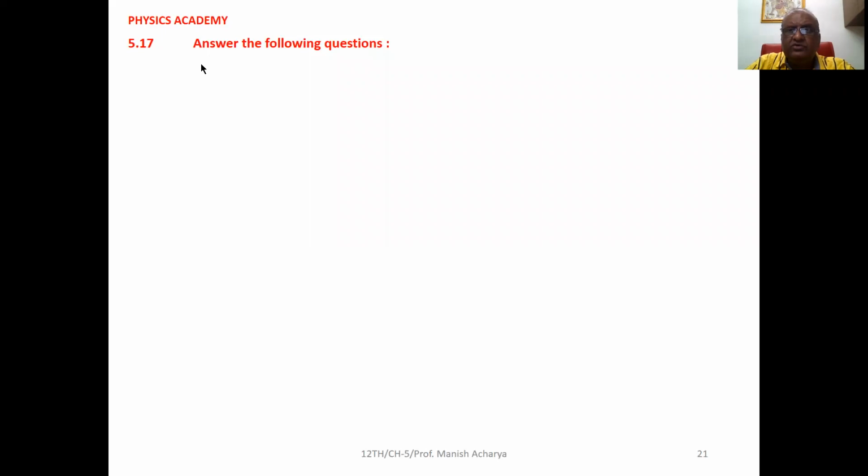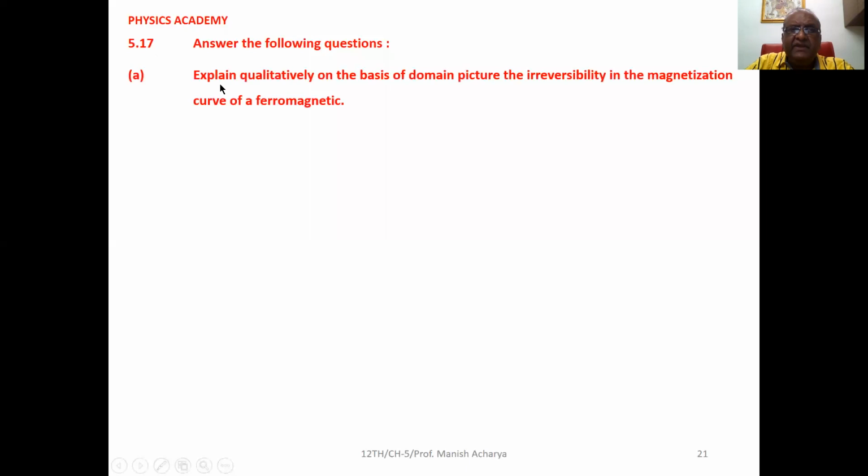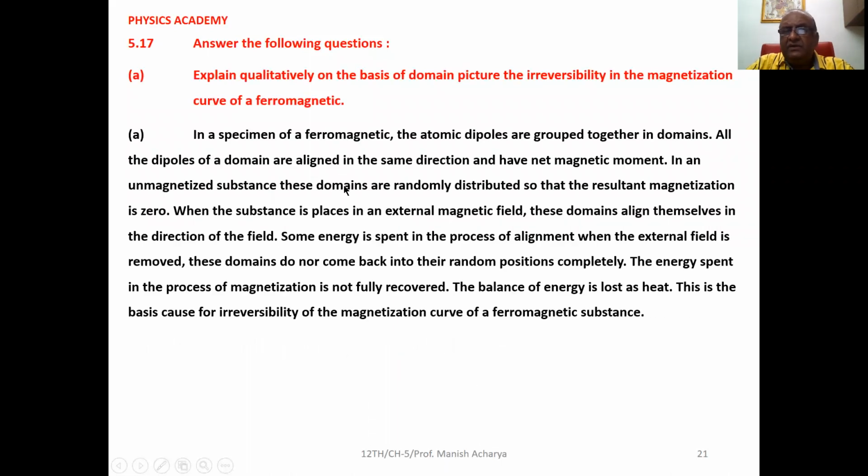5.17. This one is also theoretical. Answer the following questions. A. Explain qualitatively on the basis of the domain picture the irreversibility in the magnetization curve of a ferromagnet. Now see, for a ferromagnetic substance, when we magnetize it and demagnetize it, in that case we get the magnetization curve, that is the hysteresis curve.